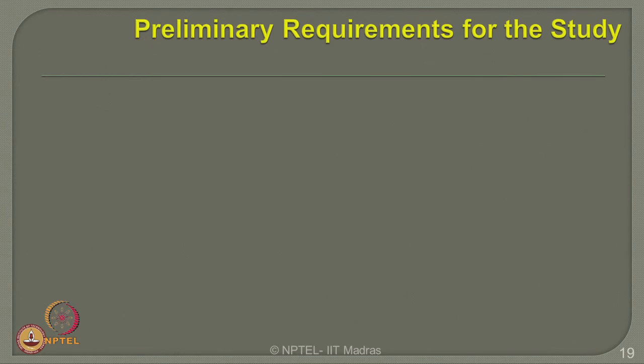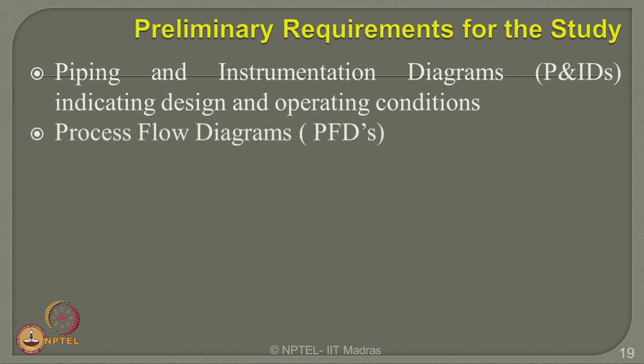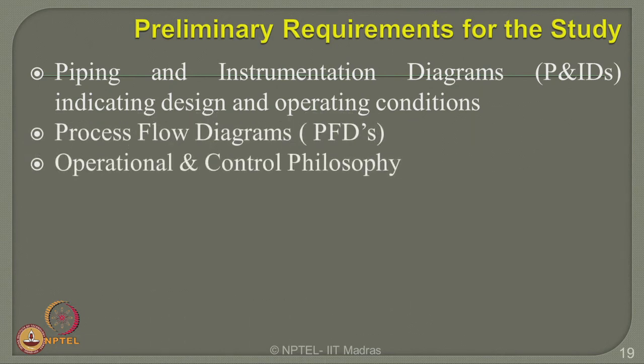To conduct any study, as we all now understand, there are always certain preliminary requirements. Let us see what preliminary requirements are considered in the present study. Piping and instrumentation diagrams indicating design and operating status are available to the assessor for this present problem. PFDs are given in detail to the assessor. Operational and control philosophies practiced in the GGS are understood after conducting inspection and what-if surveys in the GGS study.